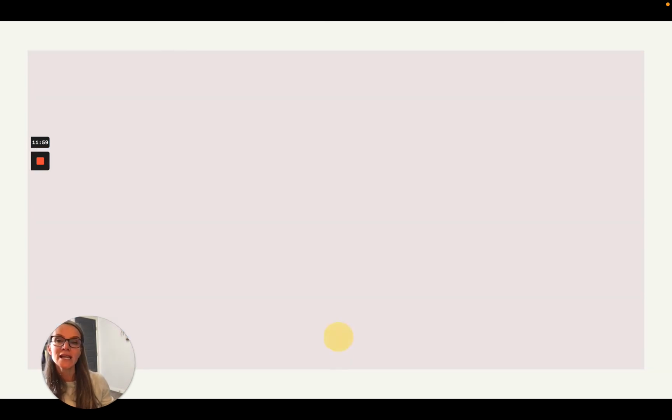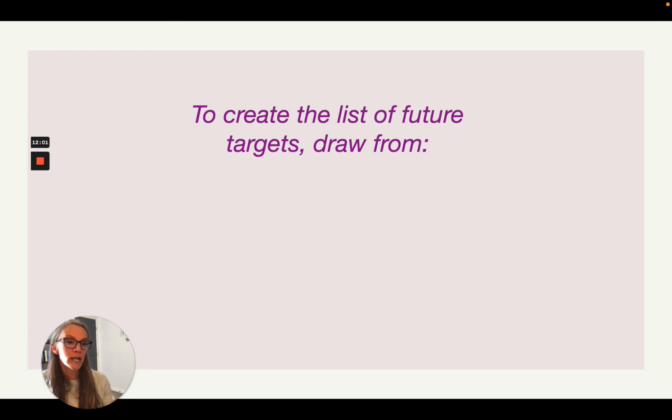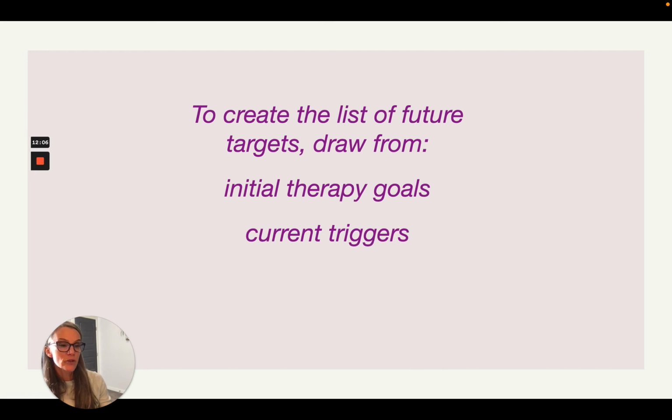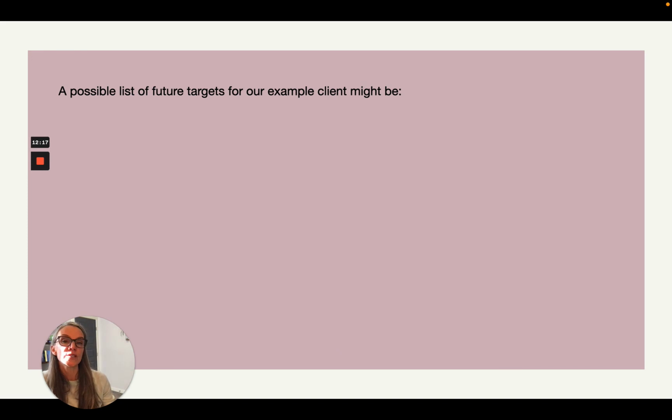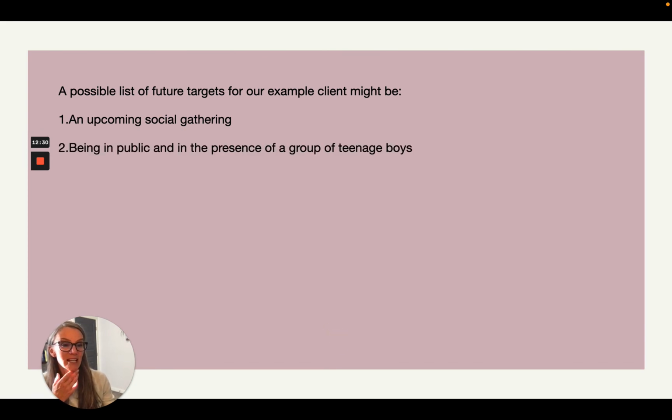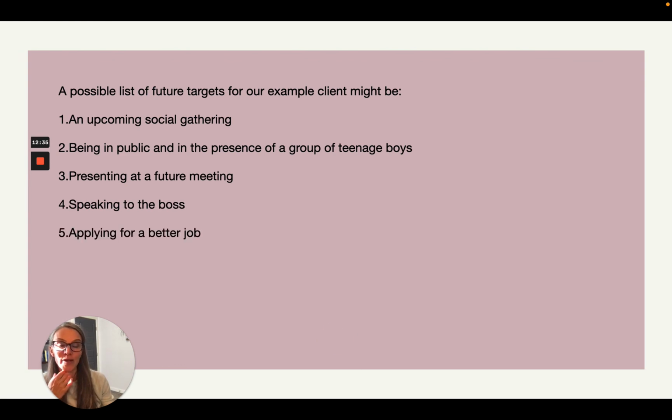And so to create a list of future targets, we draw from the client's initial therapy goals, as well as their current triggers, and any other actual or imagined future experiences that the client deems important. So if we look at a possible list of future targets for our example client, they may be something like an upcoming social gathering, being in public and in the presence of a group of teenagers, presenting at a future meeting, speaking to a boss, and applying for a better job.